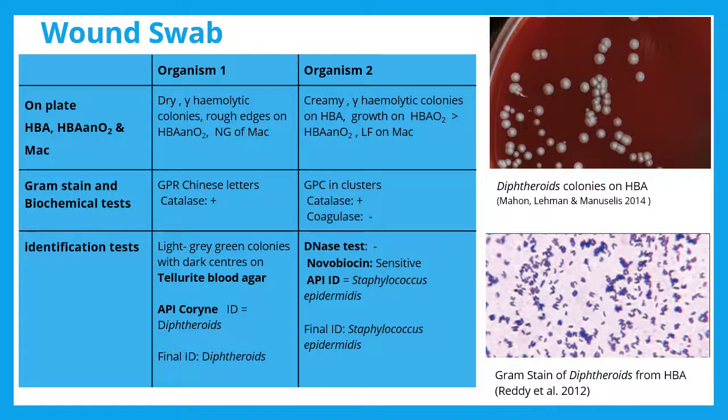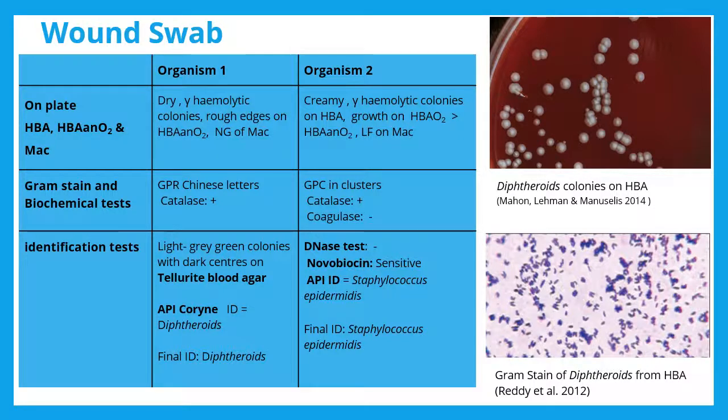An API Coryne was set up for the organism according to the manufacturer's instructions. After 24 hours of incubation, light green colonies with a green center grew on the tellurite agar, which is consistent with diphtheroids. Based on the biochemical reactions of the API strip, the organism was identified to be diphtheroids.